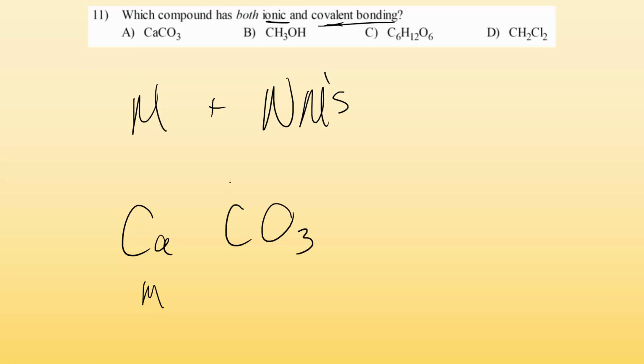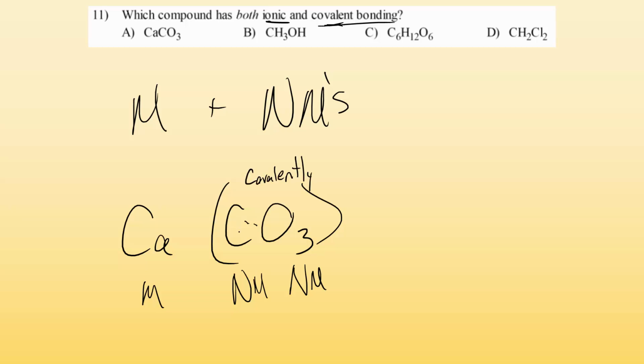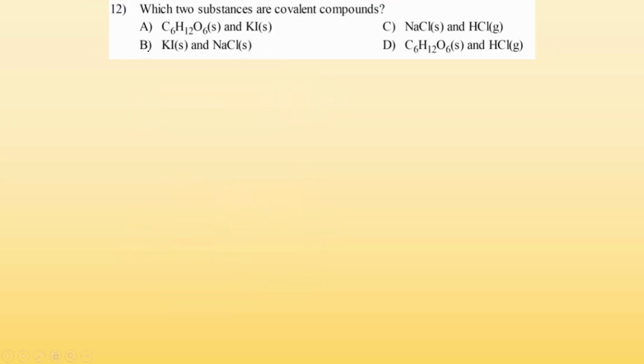So we take a look. Carbon is a nonmetal. Oxygen is a nonmetal. So these are bonded covalently to each other. So the carbon and the oxygens are covalently bonded, but together they are ionically bonded to the calcium. So I'm looking at calcium carbonate. Here it's only nonmetals, only nonmetals, only nonmetals. So none of these have any ionic bonding, whereas option A does.